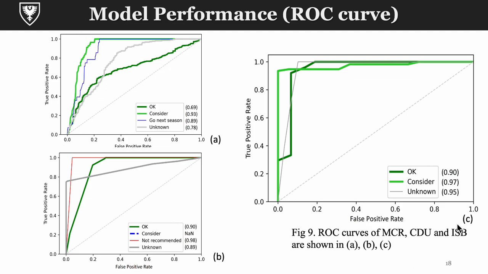One of the common ways to evaluate the performance of such a model is the receiver operating curve. In this particular slide, we see the performance of the model, where ROC values of ISB subclasses for consider and unknown are almost 0.9, 0.97 and 0.95, which is quite satisfactory.